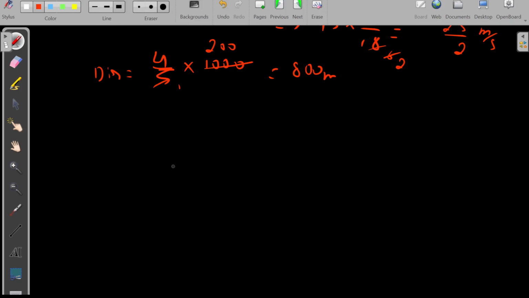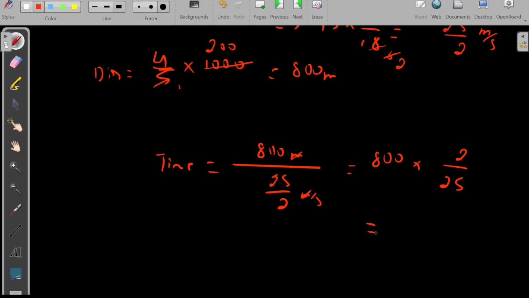So I can use it in my formula, which is time equal 800 meter over speed, which is 25/2 meter per second. Meter here will be cancelled. It will be 800 times 2/25. And 5 would be 25. 5 1s are 5, 6 are 30. That'll be 160. 5 1s are 5, 6 are 15. 5 2s are 10. So 32. I have 32 times 2. Now if I multiply those, I get 64 seconds.